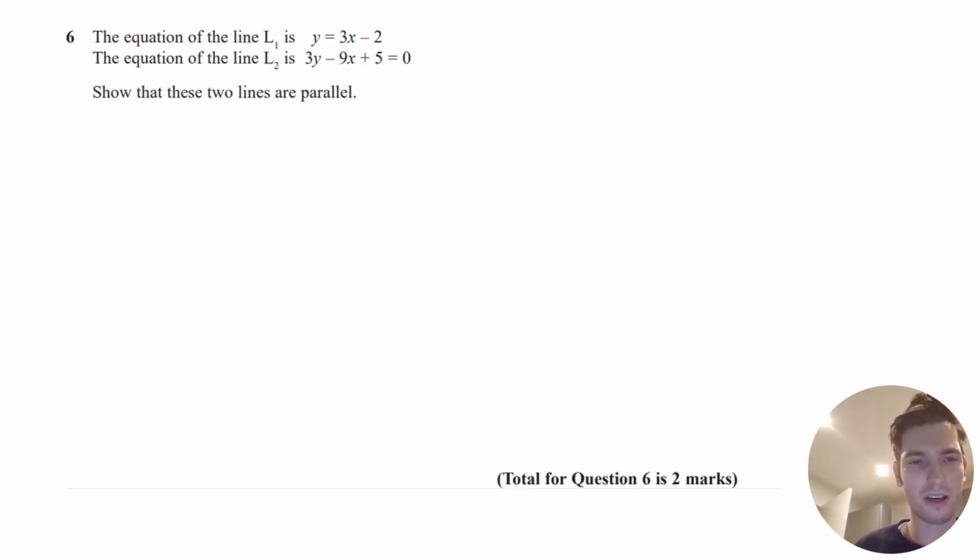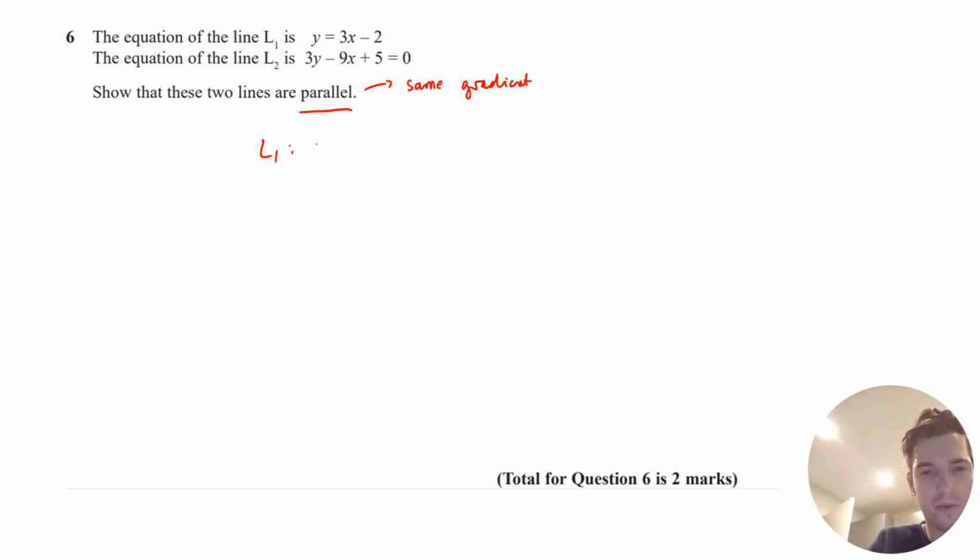Okay, this one I've got an equation of 2 lines. Show that these 2 lines are parallel. Okay, so to show that they're parallel, I've got to show that they've got the same gradient. So let's have a look. Line 1, y equals 3x minus 2. Well, this is already in the form y equals mx plus c. So 3 there, my gradient is 3. So that's nice and easy.